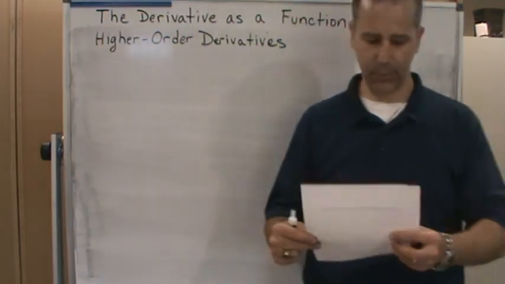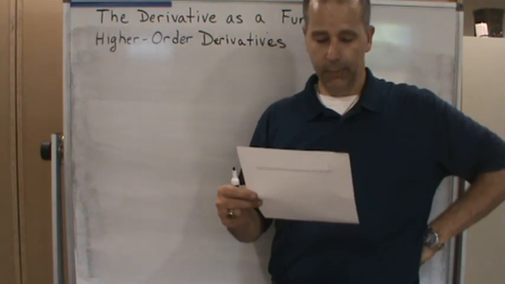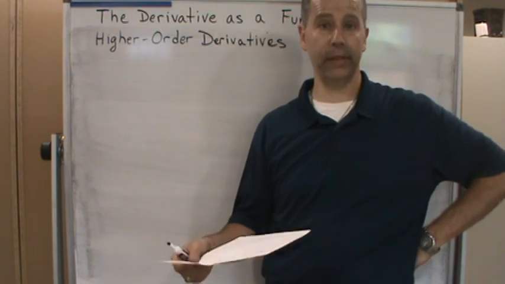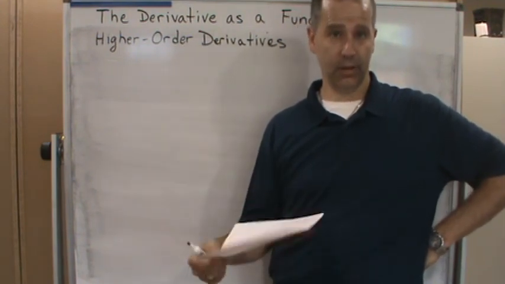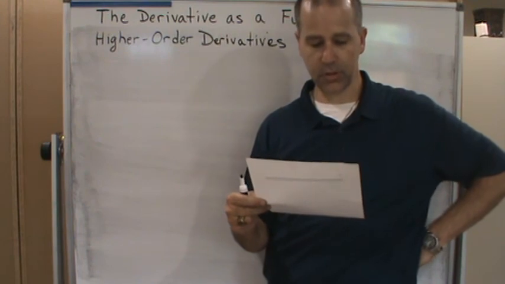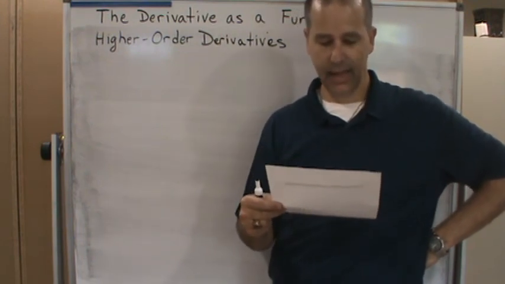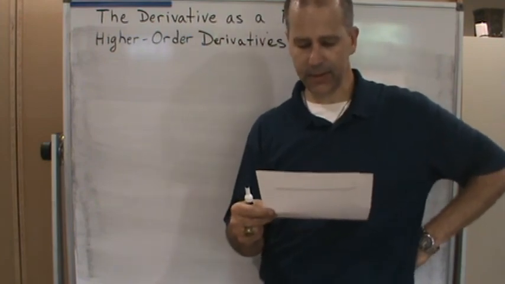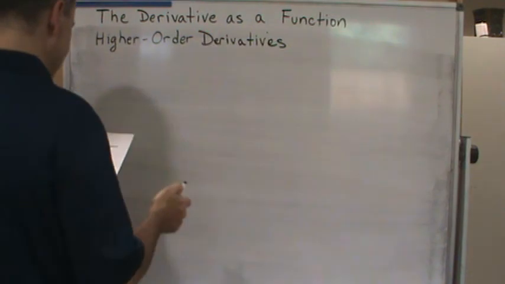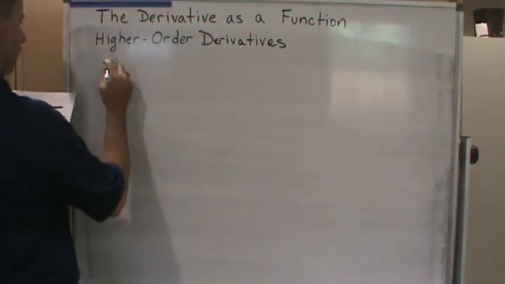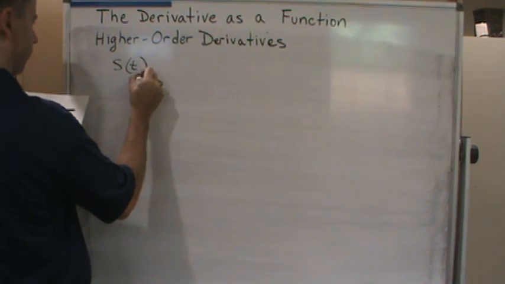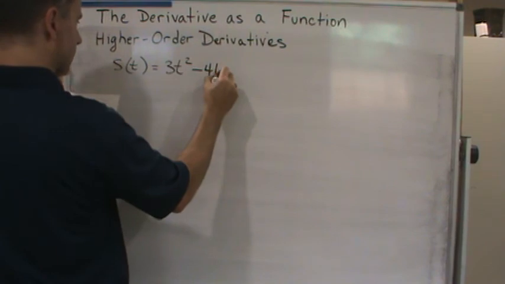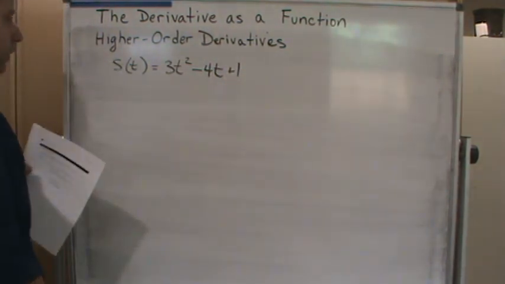Okay, so in this last example that I'm going to do for this section, we're going to use it finding acceleration. So we're dealing with a particle moving in the x direction along the x-axis. It says the position of a particle along the coordinate axis at time t, in seconds, is given by s of t equals 3t squared minus 4t plus 1. So this is the position function, s of t, 3t squared minus 4t plus 1. And that's in meters, okay?